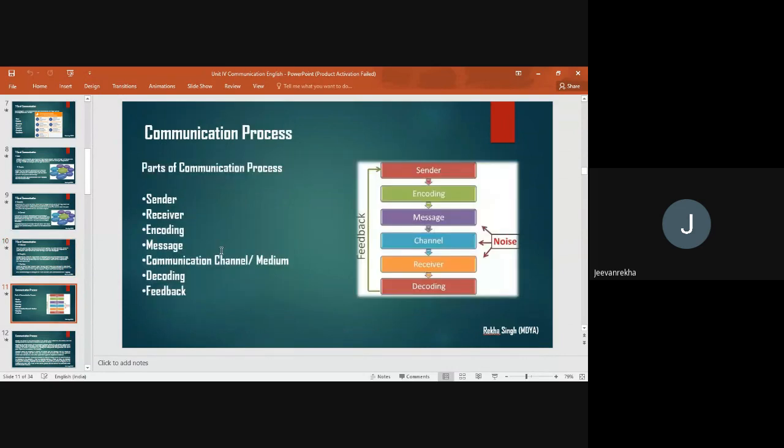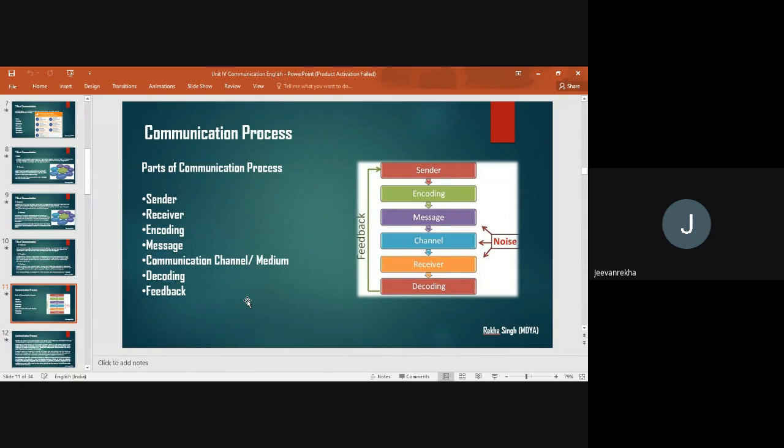Now, we'll come to the communication process. There are seven parts of the communication process. Sender. Who is the sender? Right now, who is the sender? You, ma'am. Right now, I'm the sender and you are? Receiver. Then encoding the message, decoding the message, communication channel, medium, feedback, all will be there to understand.